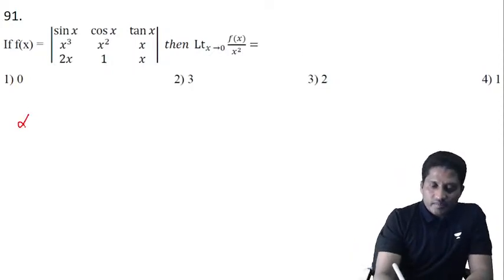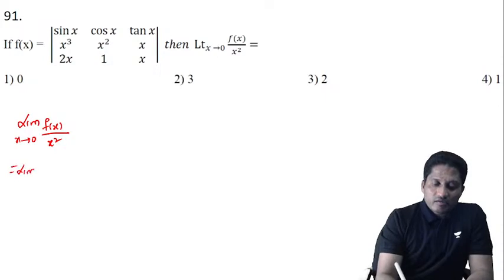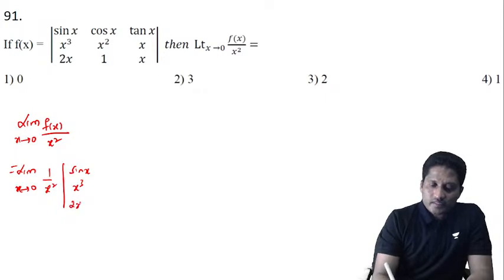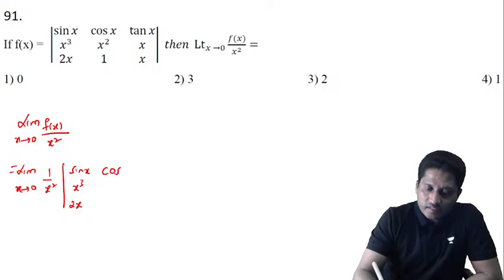See, the question is limit x is tending to 0, f of x by x square. It's a COMEDK problem. Okay, now listen. Limit x tending to 0, this is 1 by x square, right? This determinant will be equal to sin x, x cube and 2x. There's a similar question in 21 or 22 paper. This is cos x, x square and 1. Then you get tan x, x and x.